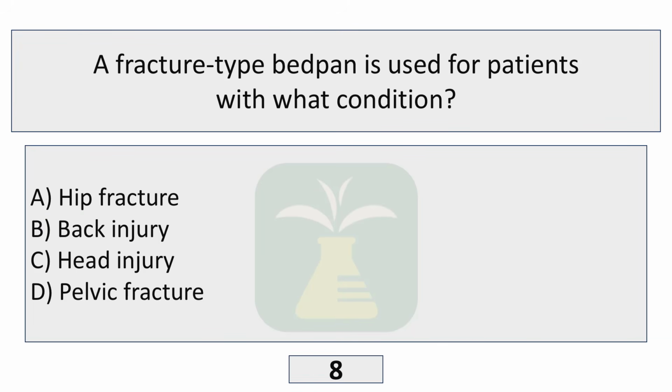A fracture-type bedpan is used for patients with what condition? A. Hip fracture. B. Back injury. C. Head injury. D. Pelvic fracture.